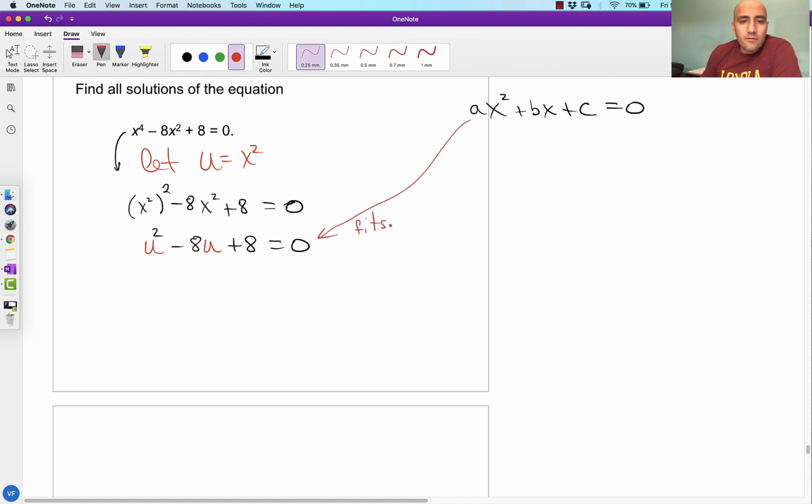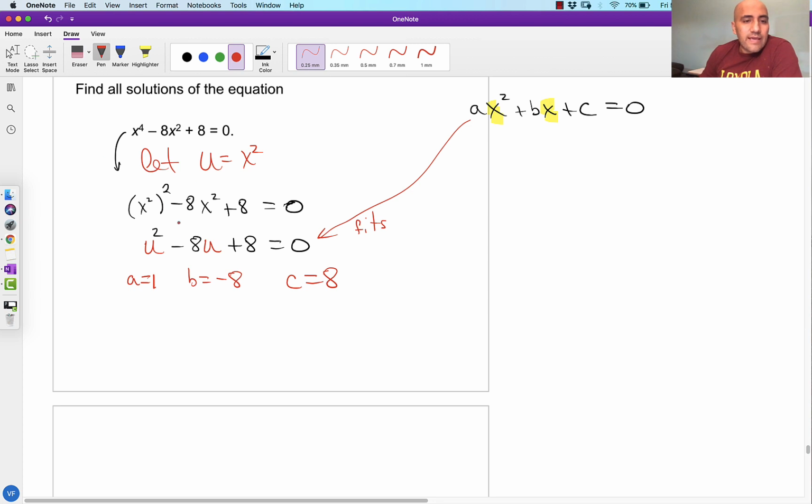Fits with A, the role of A being played by a 1, that's a 1 in front, the role of B being played by a -8, and the role of C being played by an 8. So now I can use the quadratic formula. Now over here, by default, we use x a lot. So the variable here is x, so I just switched my variable to u.